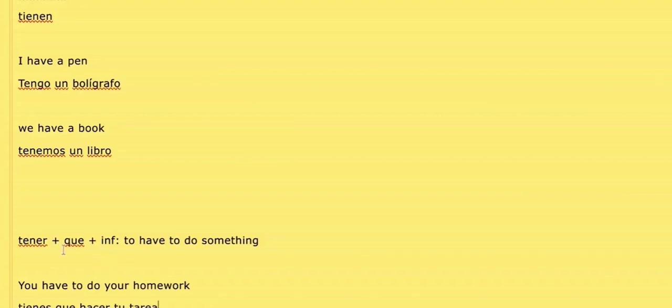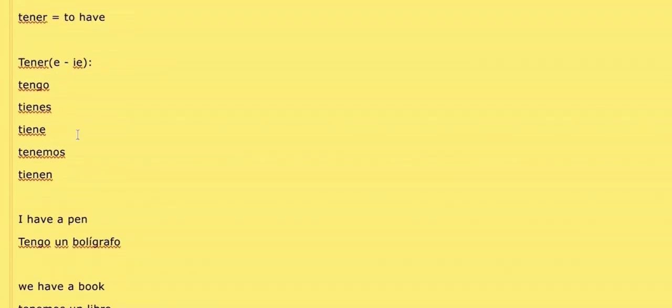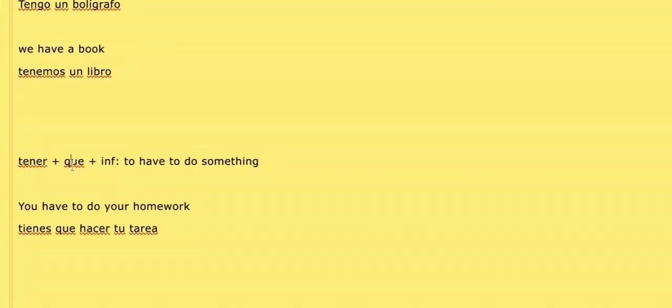So overall, with tener plus que plus infinitive, very simple as well. You just take your form of tener and you conjugate it based on who's doing the action. Also the tense, but in this case, we're just focusing on present tense. Then you just take que, it'll always stay que, and then whatever infinitive you want to use. So you could say you have to cook, tienes que cocinar, tienes que leer, tienes que escribir, you have to read, you have to write, so on and so forth. And so there's a lot of different combinations you can have with tener plus que plus infinitive, but overall it's a very good thing to know as well.